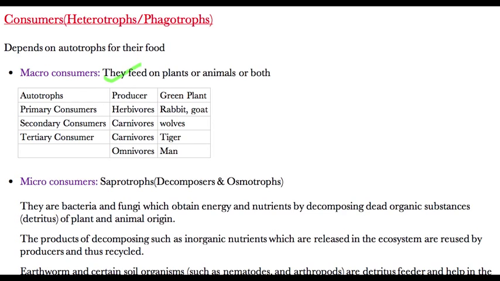For example, autotrophs are producers, the green plants. Then we have consumers, the primary, secondary and tertiary consumers. The primary consumers are also called herbivores, for example rabbit and goat. The secondary consumers, carnivores, are wolves. Then tertiary consumer carnivores are animals like tigers. Then we have something called omnivores, which can consume both plant and animal. They are called omnivores, and an example is man.